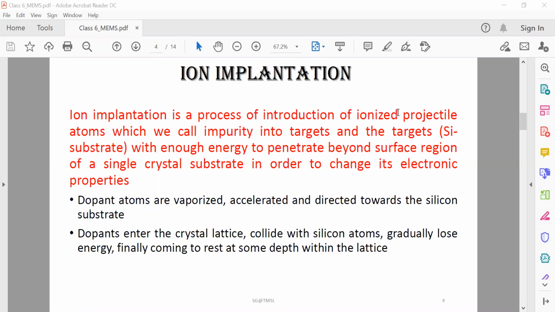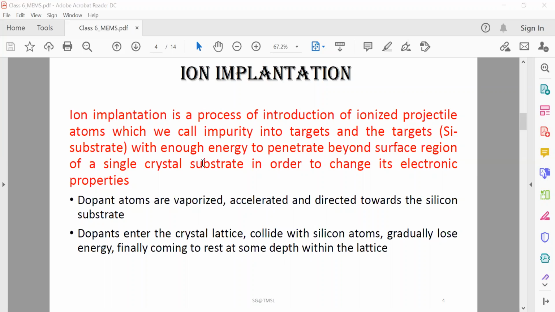So ion implantation is a process of introduction of ionized projectile atoms, which we call impurity, into targets, and the target here is the silicon substrate, with enough energy to penetrate beyond the surface region of a single crystal substrate in order to change its electronic property. So that is the definition of ion implantation.